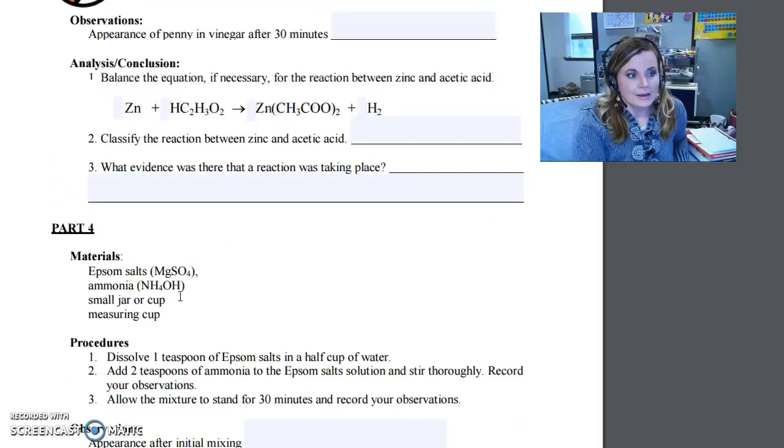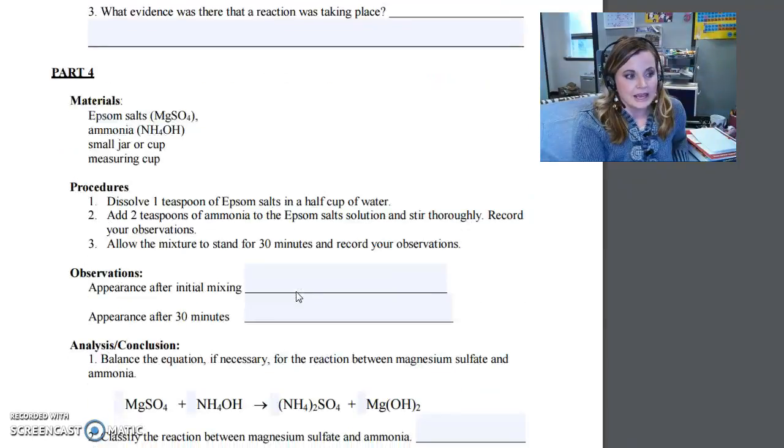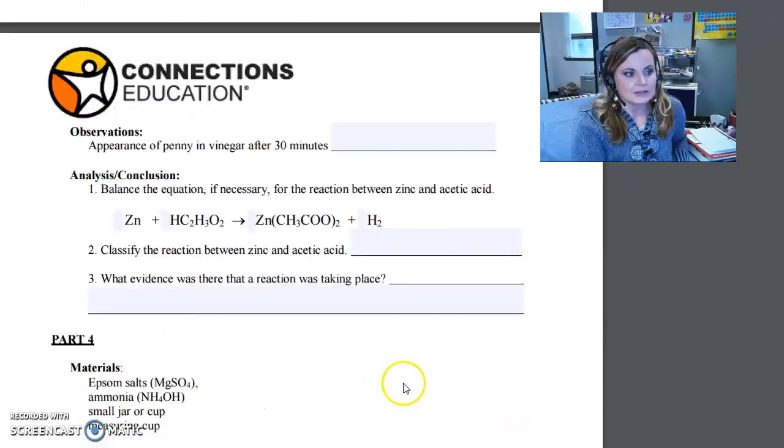Okay. The next one, you're going to, I'm sorry, this is the same one still. Again, balance that chemical reaction. Vinegar is also known as acetic acid, so it gives you the chemical formula for acetic acid here. So balance it and then classify the reaction. Is it decomposition, synthesis, single or double displacement, or combustion? And again, finally, what evidence is it that this reaction was taking place? And I believe this is your last chemical reaction.